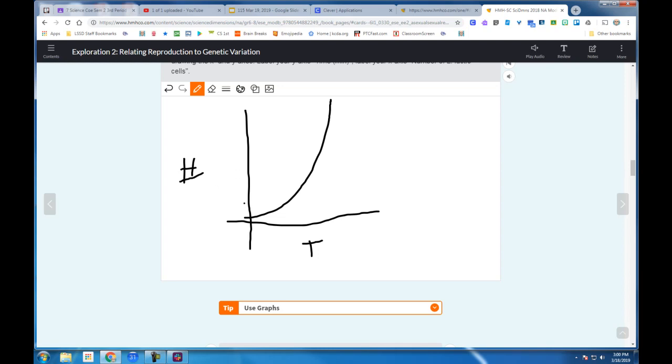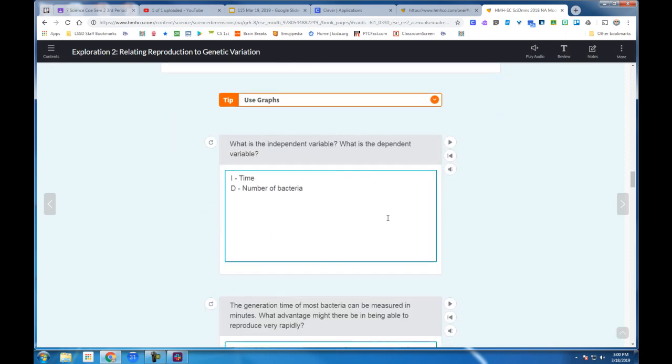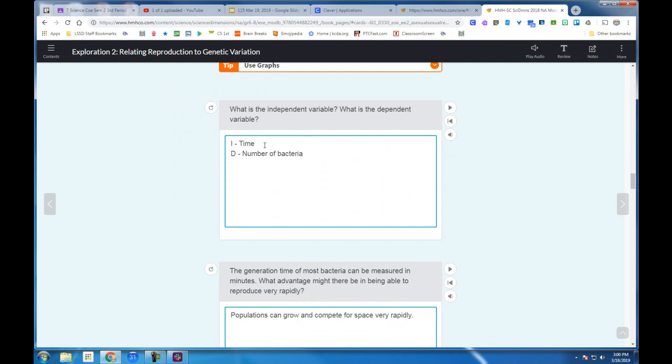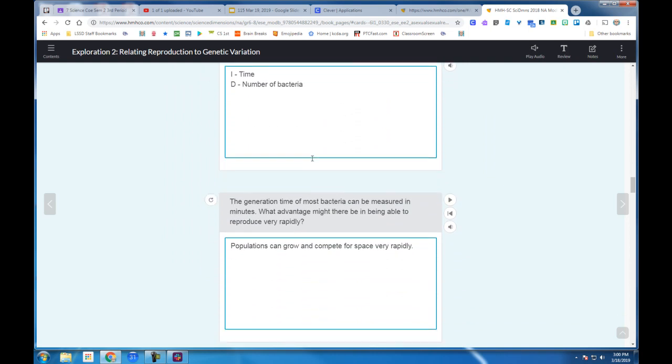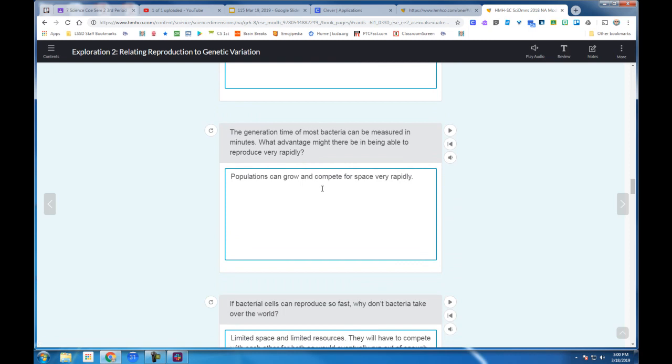Don't evenly space numbers that are not evenly spaced. So if it goes 1, 2, 4, 8, do not space 1, 2, 4, 8 out evenly. Your time, you can do every 52 minutes. As we come down here, the independent variable is time. The dependent variable is the number of bacteria. Populations can grow and compete for space very, very rapidly, so that's an advantage.